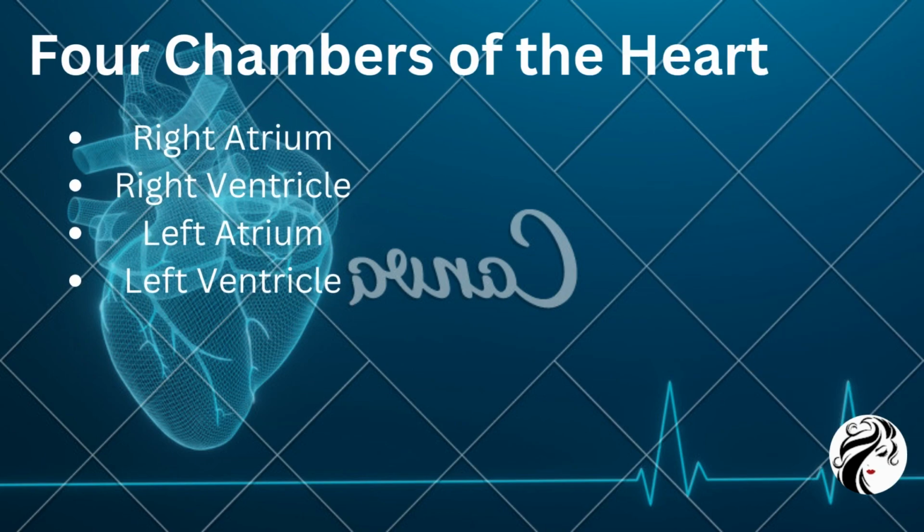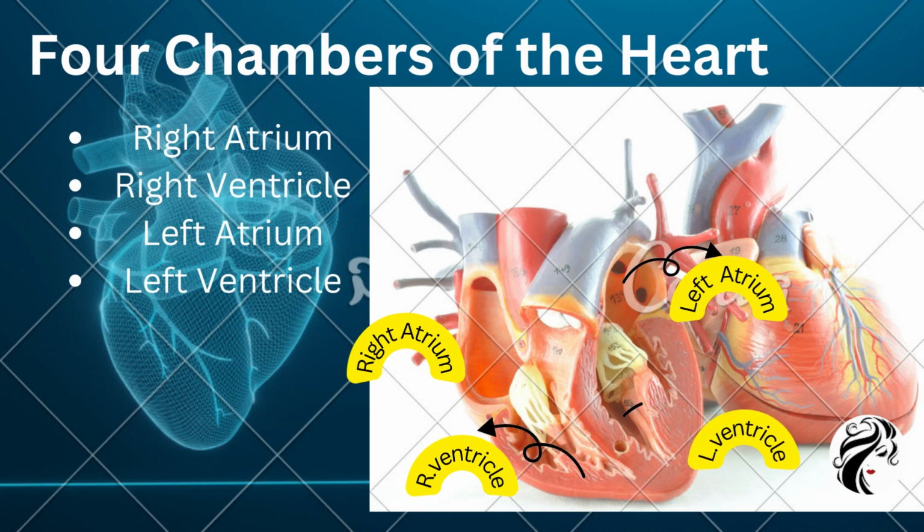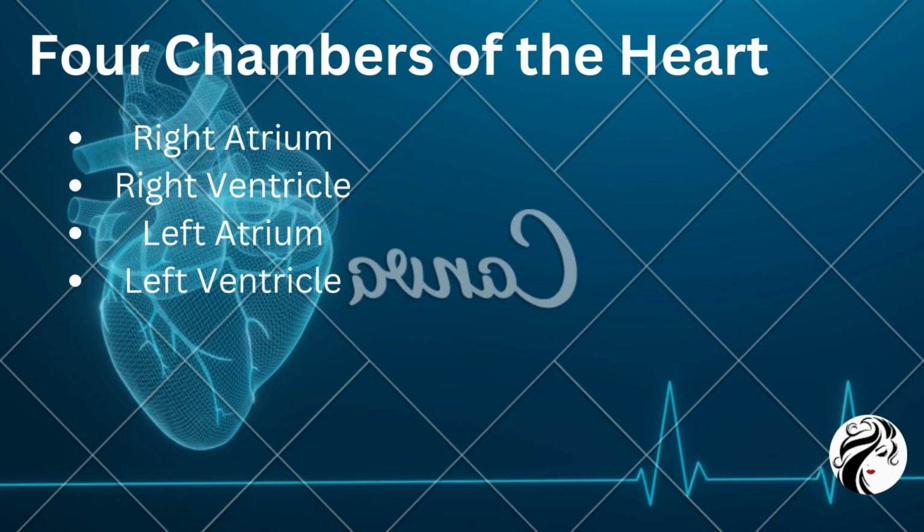We have the four chambers of the heart: the right atrium, the right ventricle, left atrium, and left ventricle, as I mentioned, all in this image, easily identifiable for you.